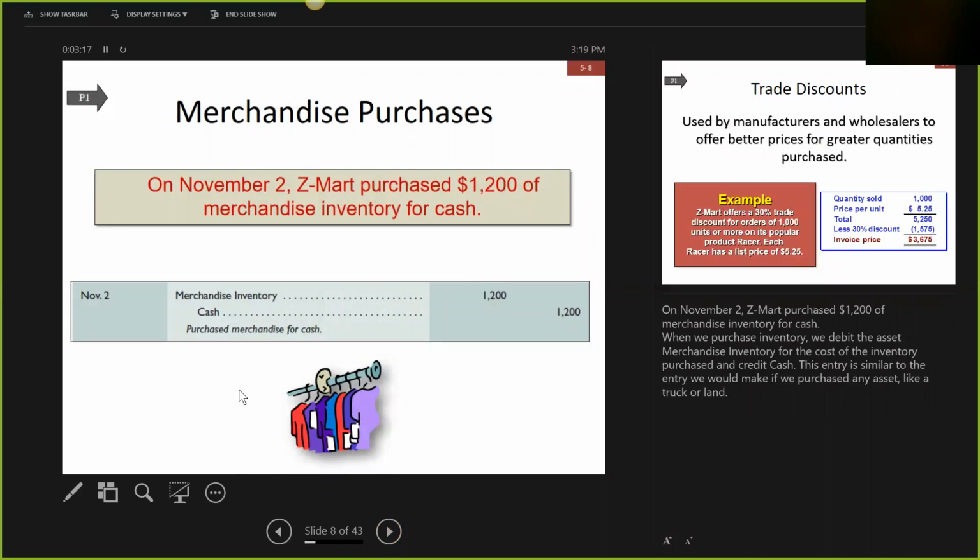And then some examples of some entries. These you can go over on your own, of course, but we're just showing where Z-Mart, one of our retailers, has purchased $1,200 of merchandise, and they paid cash. So we see on November 2nd, they've got more inventory, $1,200 to debit to inventory, which is an asset, and $1,200 less in cash, asset for asset.